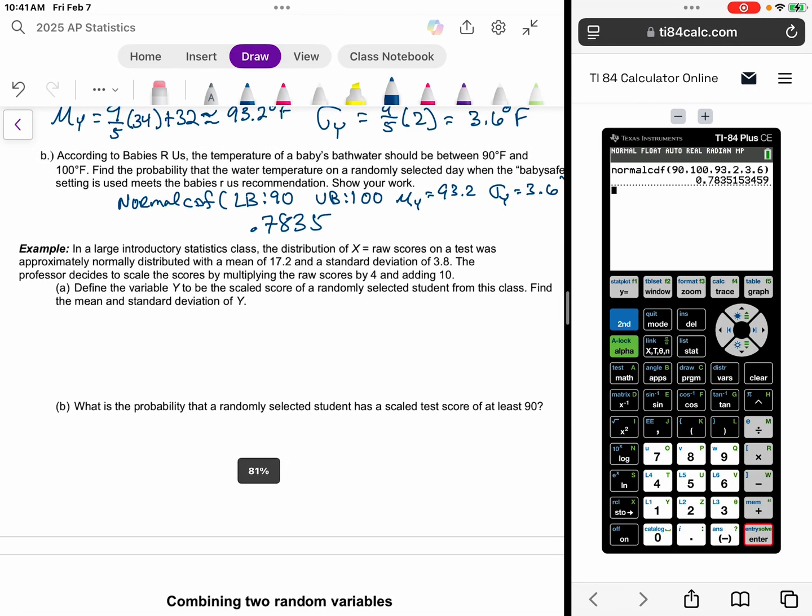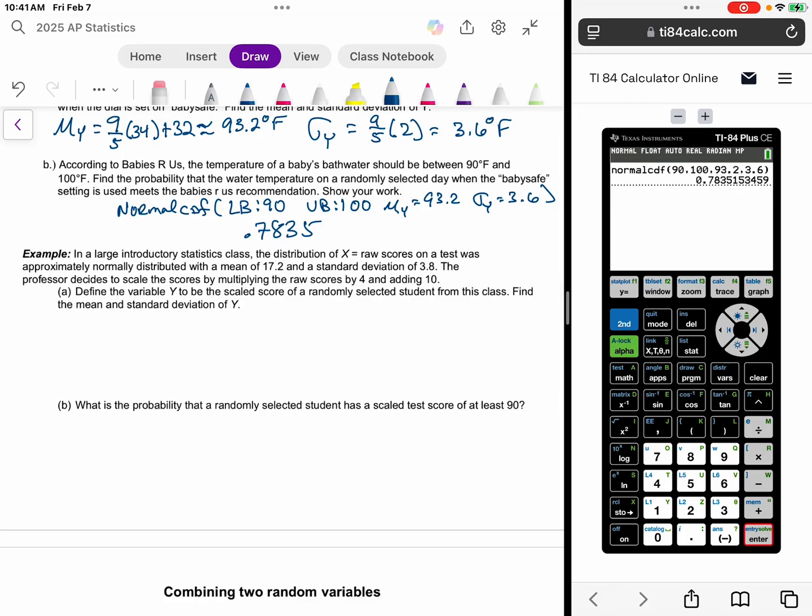Next example says in a large introductory stats class, the distribution of X, which is our raw scores on a test, was approximately normally distributed. All right, great. Mean of 17.2, so mu X equals 17.2. I'm going to go ahead and write that down. Standard deviation of 3.8, so standard deviation sub X is equal to 3.8. Since they gave us a variable that they defined for our distribution as X, I went ahead and used that as my subscript.